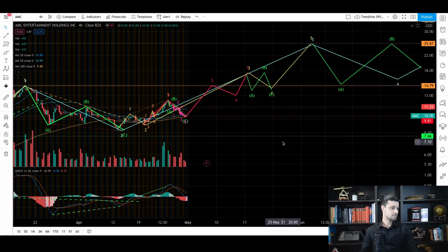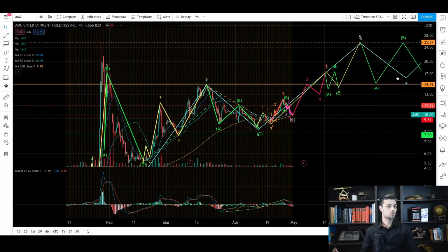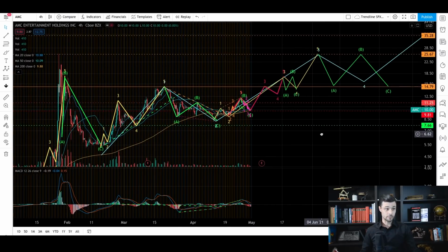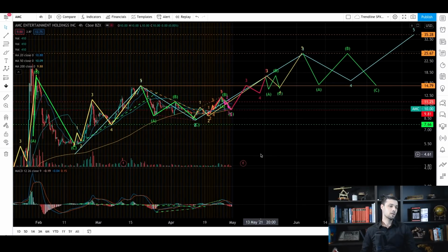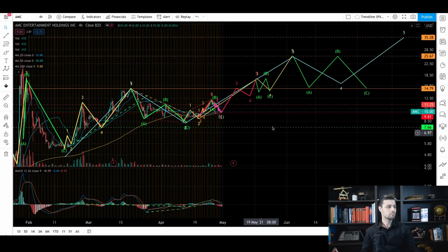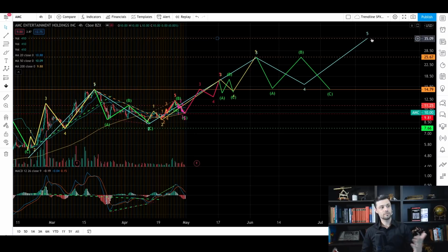So the first thing, this is my chart. Once again, I won't go through all these drawings here, but you can see that my scenario is quite bullish. Of course, this is just a guess, and I can be wrong, but this is what would make the most sense to me. So basically, I think that AMC would go to 35 in this first cycle. Then we'll see what happens.